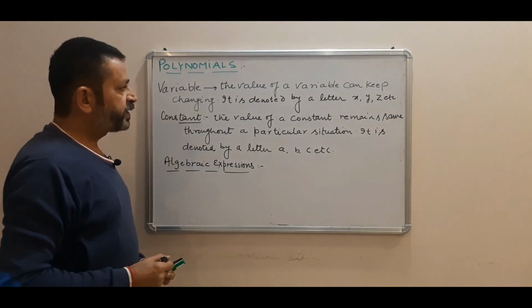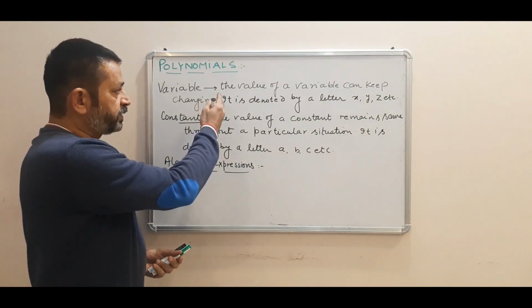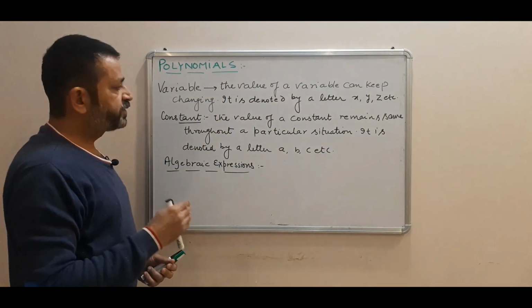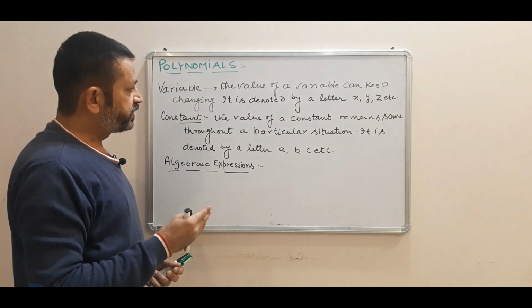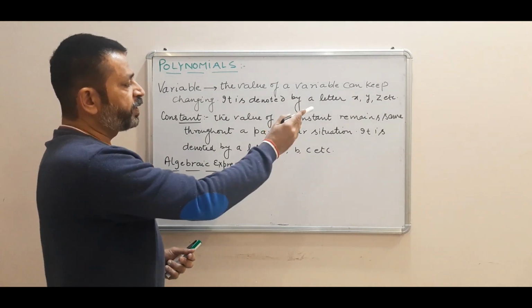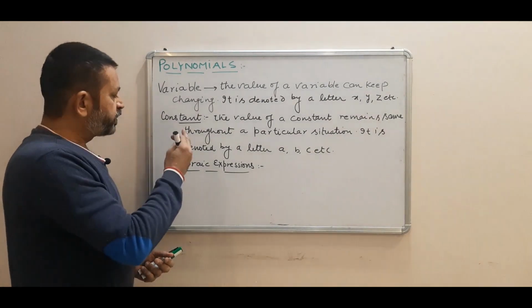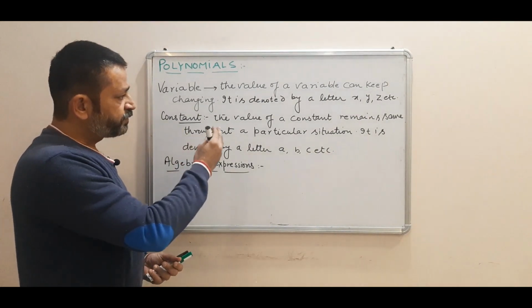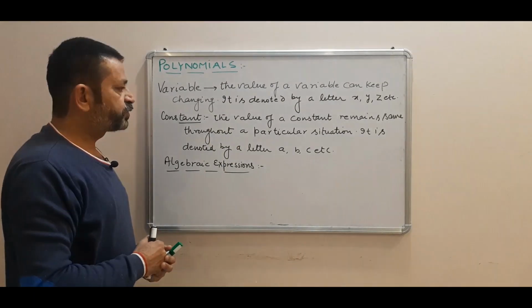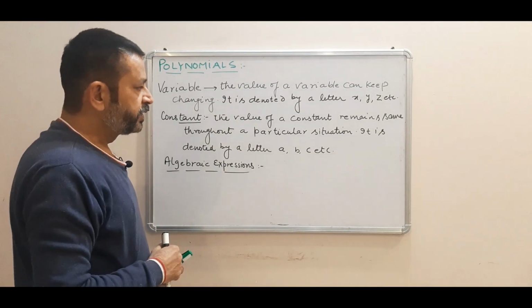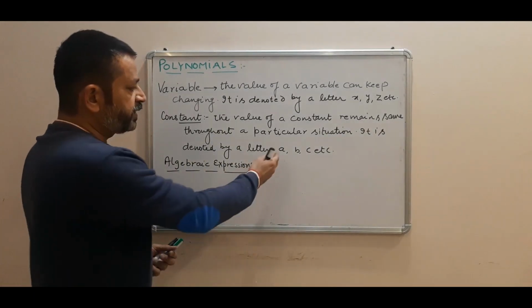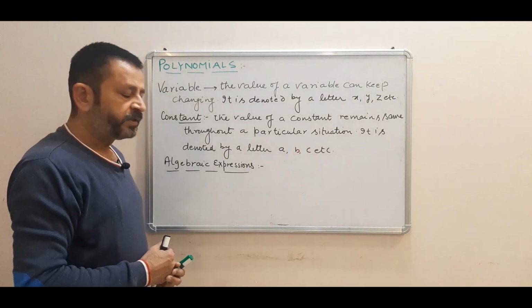The first one is variable. The value of a variable can keep changing. It is denoted by a letter X, Y, Z, etc. Then what is a constant? The constant, its value remains the same throughout a particular situation. It is denoted by a letter A, B, C, etc.